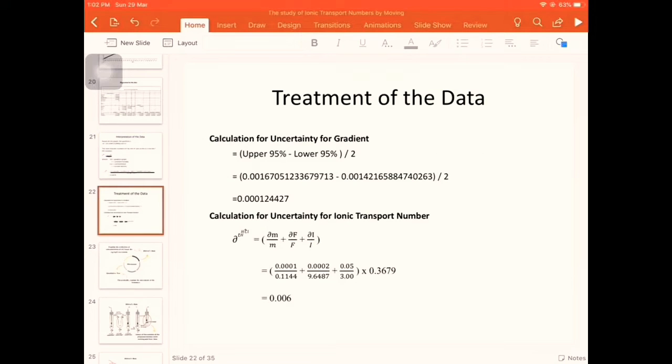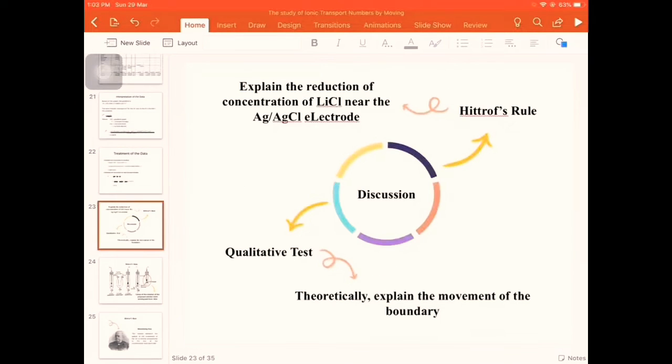And then for the treatment of the data, we calculate the uncertainties of the gradients here to show you how to really calculate the uncertainty. And then we get 0.00124427. And then for the ionic transport number we calculate, we get 0.006 for the uncertainty. And then we're moving on into the discussion.